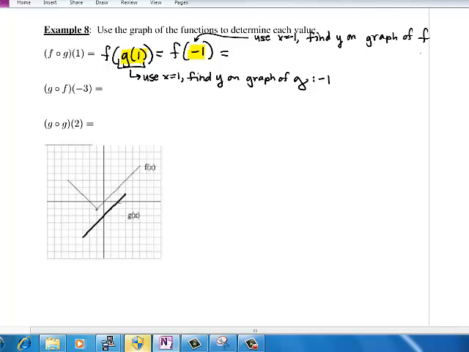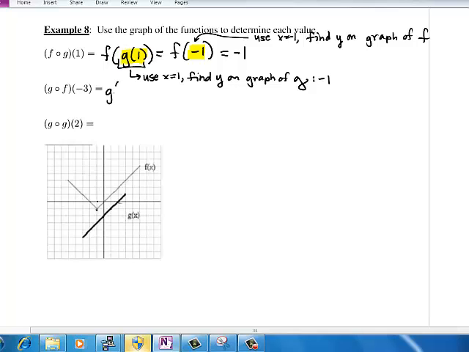So it's two steps. First I use x equals 1 to find y on the graph of g. Then that y value becomes my new input, or my new x value. And I go to where x is negative 1. And I find the y value on the graph of f that also appears to be negative 1. So f of g of 1 is negative 1. And hopefully that process made some sense. Let's do a couple more.